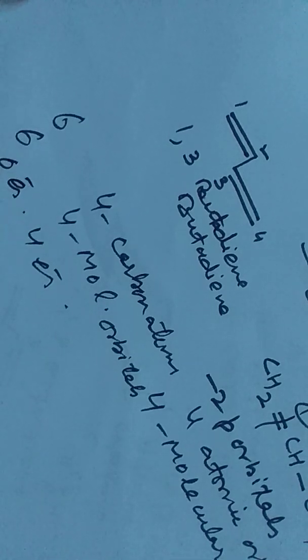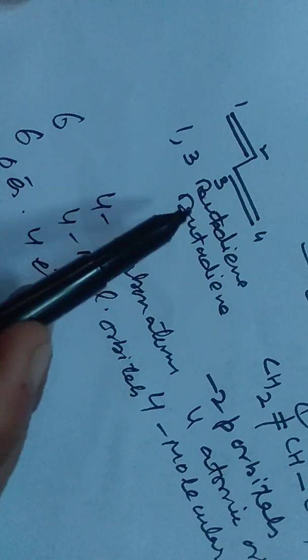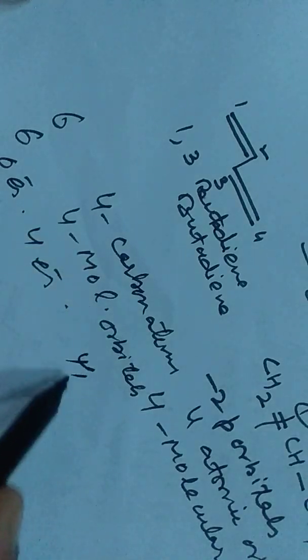There are four carbon atoms, so we expect four molecular orbitals. There are four electrons. If there are six carbon atoms, then we expect six molecular orbitals, and there are six electrons. Now we discuss 1,3-butadiene. There are four carbon atoms, four molecular orbitals, four electrons. These four molecular orbitals are psi1, psi2, psi3 and psi4.